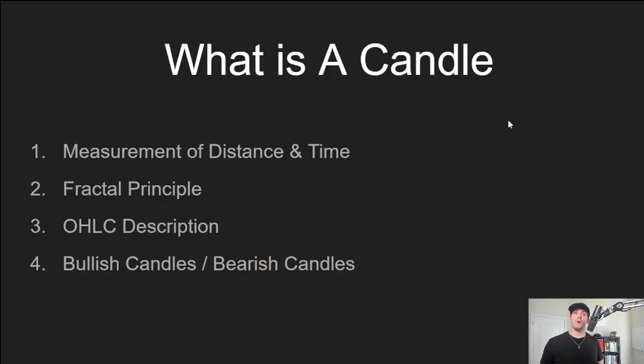So first we need to know what is a candle. A candle is just a measurement of distance and time. Distance meaning how far did it go as far as price, and time meaning how long are we looking at it. So if it's a monthly candle, we're looking at how far in price did we go based on this entire month. Or if we're looking at a 1 hour candle, we're looking at how far did we go up and down in an hour based on the opening and closing of that hour, within that time.